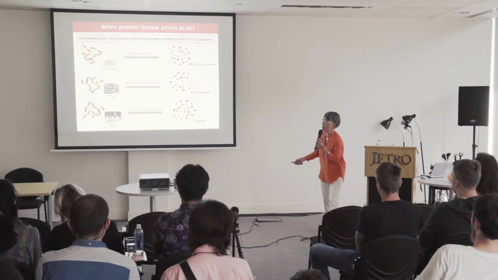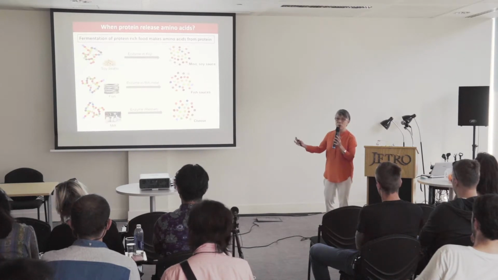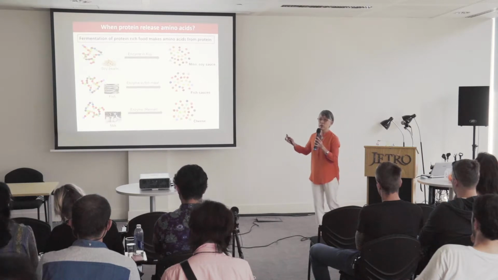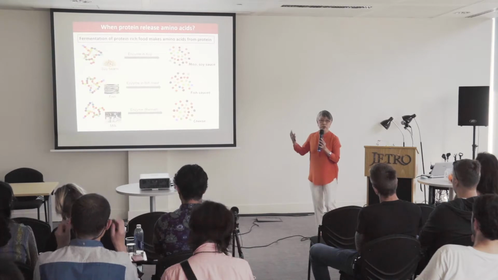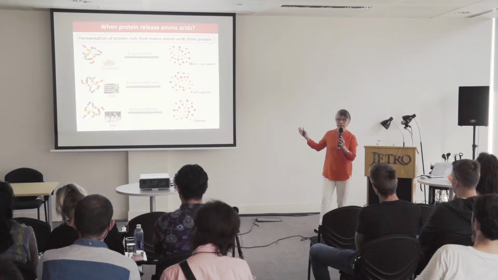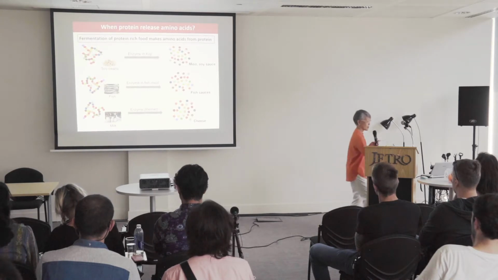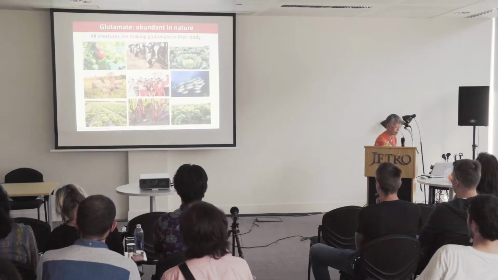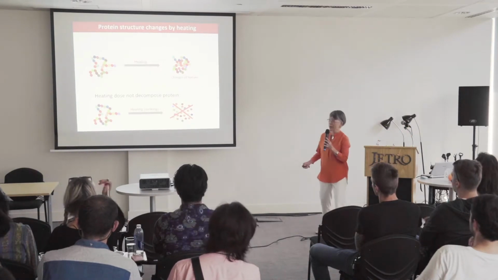Glutamate is the most abundant amino acid in cheese. So we have been using this kind of way to have a variety of taste from tasteless protein. This is a very traditional way to get taste from protein. So this is very important.